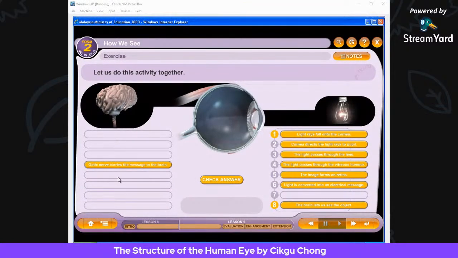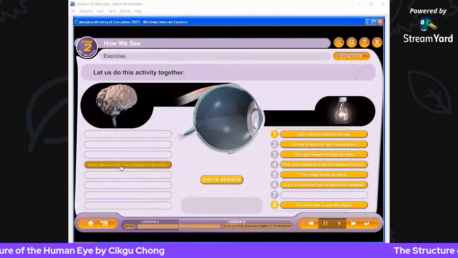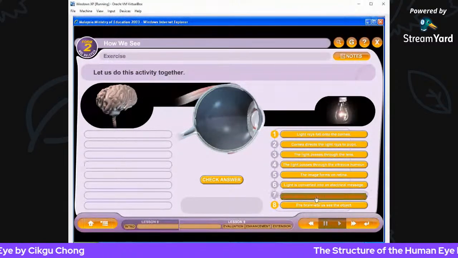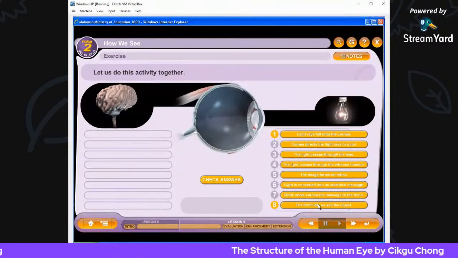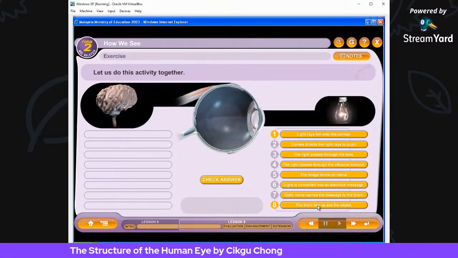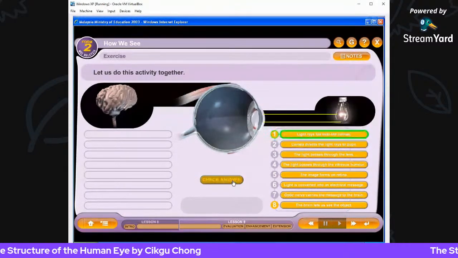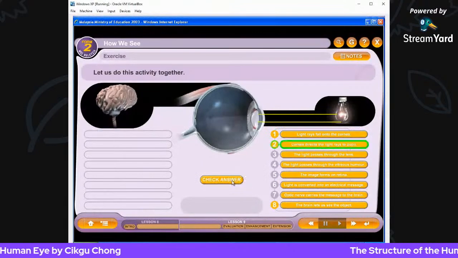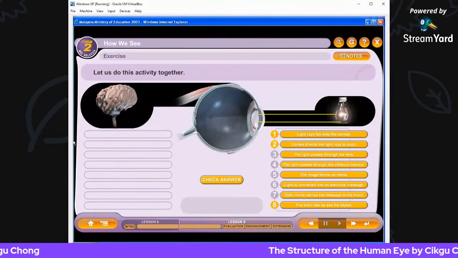Okay, so after that, the optic nerve carries the message to the brain. Then the brain will convert it into understandable language. That means now the brain understands what it is seeing. Okay, 他看什么? Okay, that's your answer. All right, that's your answer, correct? Correct, second one, correct? So I can make it appear again, all right, correct.